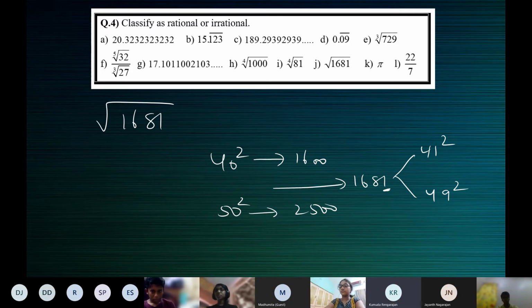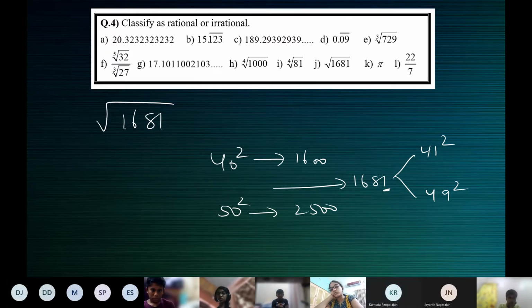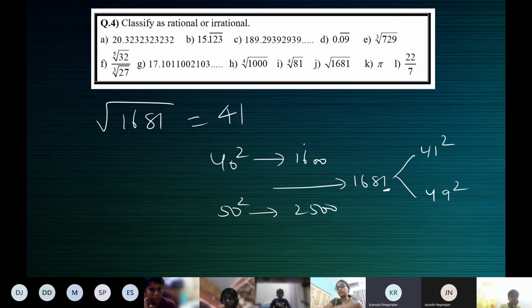Now, supposing you say, what if it is not 41 squared and not 49 squared, then what? Then it's not a perfect square. In that case, it's a non-terminating, non-repeating decimal, which is an irrational number. Okay, so now this one is 41. And 41 is p by q, meaning 41 by 1, so it's a rational number.